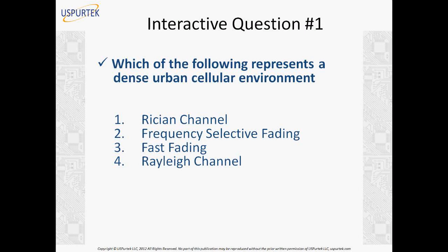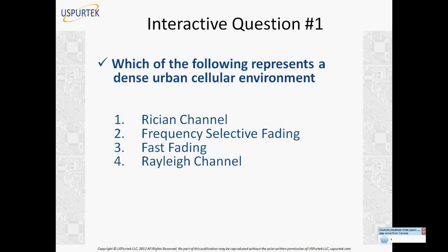Now, before we move on, let's pause for a while and try to answer this question. Which of the following represents a dense urban cellular environment, like that in a downtown or a big metroplex in the center of the city? A Rayleigh channel, or frequency selective fading, or fast fading, or a Rayleigh channel? Take a second.